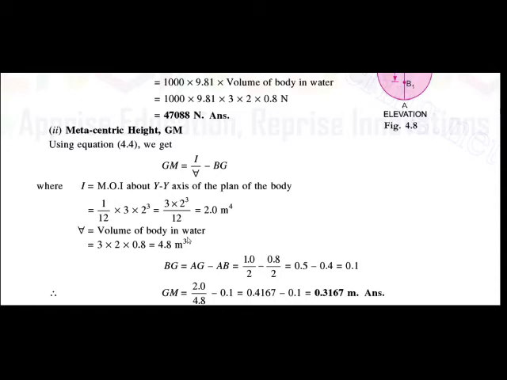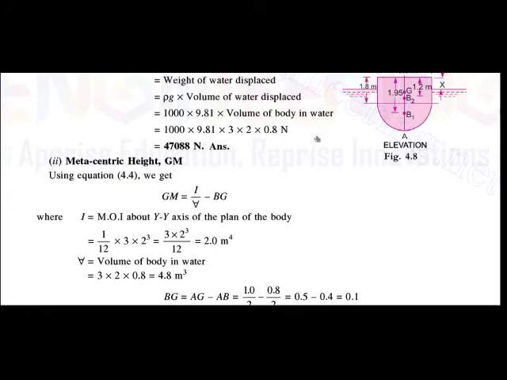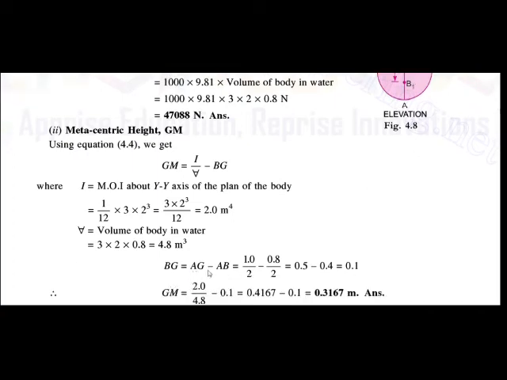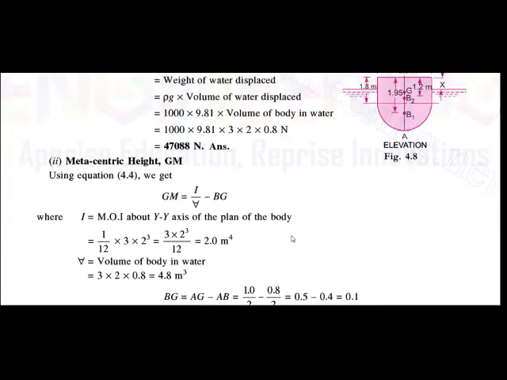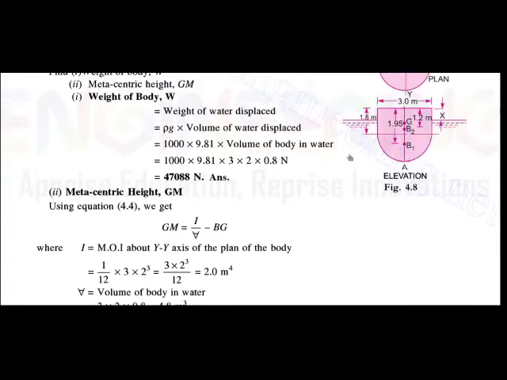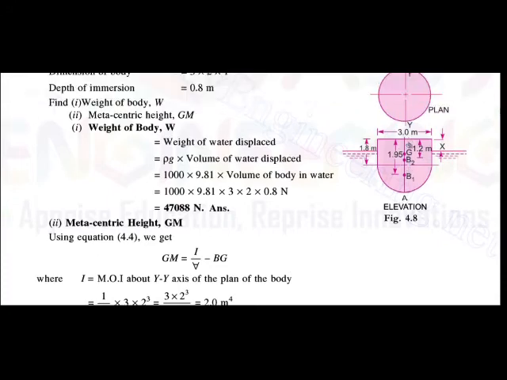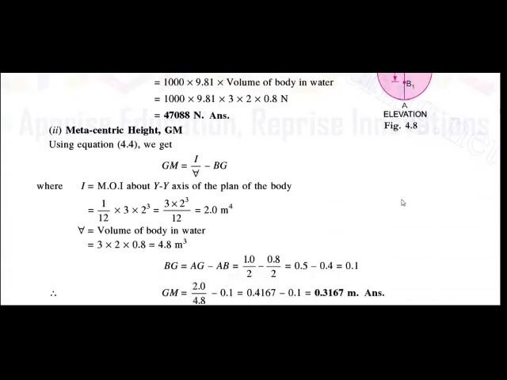Okay, now the formula for the Bg is AG minus AB. In the figure you can see here, the BG is AG minus AB. So here AG is the distance from A to G, from here to here. Okay, so AG is 1 by 2 minus 0.8 by 2.